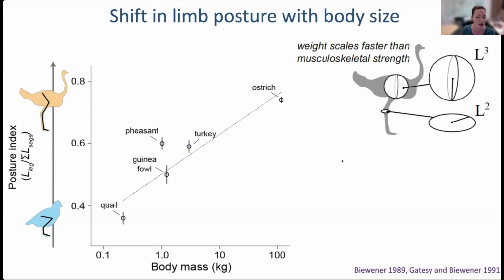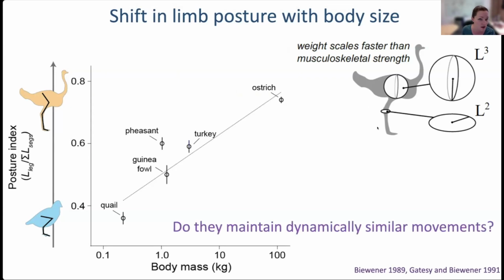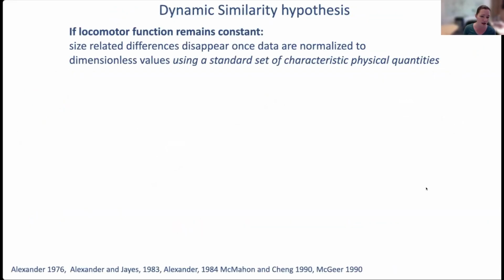So that raises a question: do they actually maintain functionally or dynamically similar movements? And how can we characterize that? So we've covered geometric scaling, but to address whether they function in a similar way, we need a theory that actually considers the dynamics of movement. And so Alexander in the 70s and 80s developed the dynamic similarity hypothesis for understanding locomotion. Variations of this have also been used to develop the mass spring model that I introduced to you earlier.